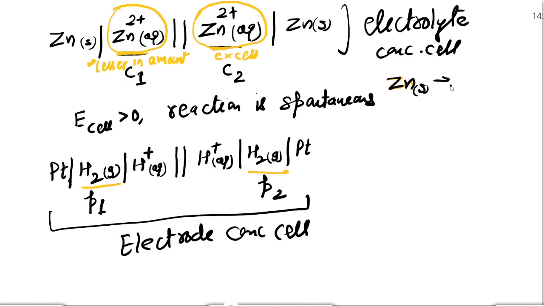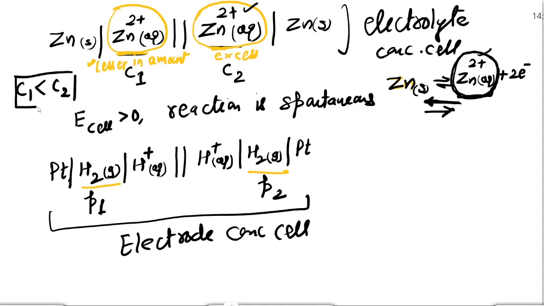Just see, solid zinc is in equilibrium with Zn2+ aqueous and 2 electrons. So the reaction moves forward if Zn2+ ions are less, so they are formed. If they are in excess, it moves backward. So reduction takes place when Zn2+ ions are in excess. Oxidation takes place when Zn2+ ions are in less amount. Therefore, C1 should be less than C2 for a spontaneous reaction.